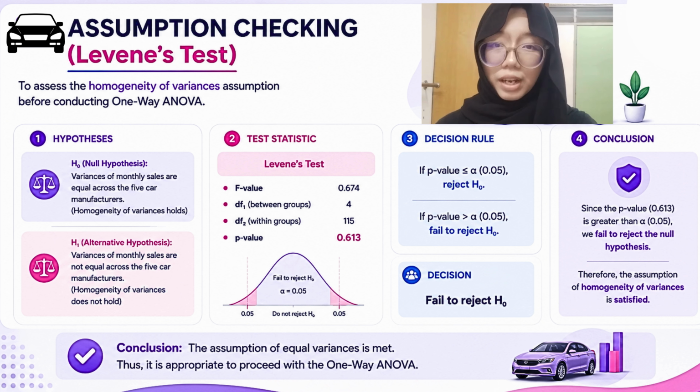Before performing the one-way ANOVA, we first check the assumption of homogeneity of variances using Levene's test. The null hypothesis states that the variances of monthly sales are equal across all 5 manufacturers, while the alternative hypothesis states that the variances are not equal. Based on the output, the p-value is greater than 0.05. Therefore, we fail to reject the null hypothesis, indicating that the assumption of equal variances is satisfied. Since this assumption is met, we can proceed with the one-way ANOVA.